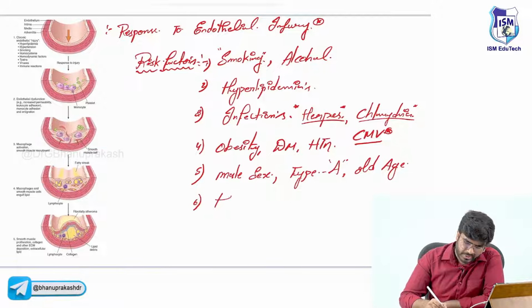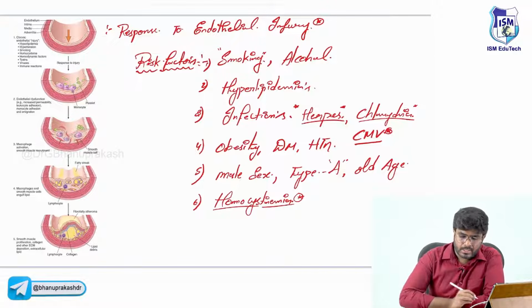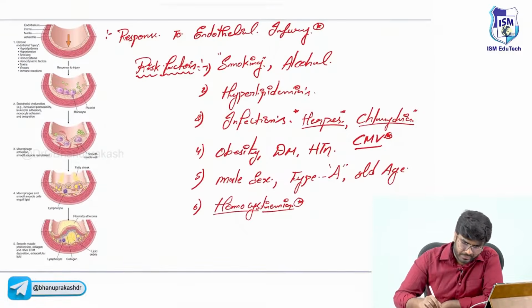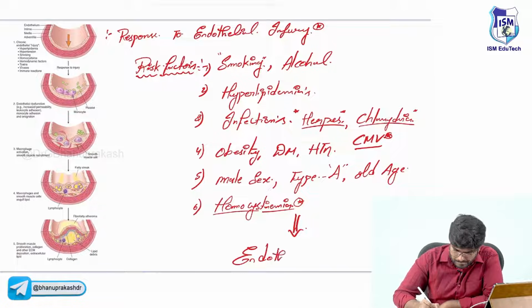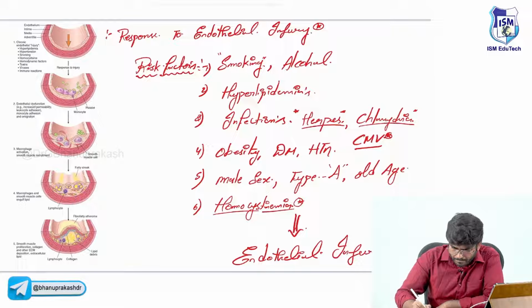Next, homocystinemia. Homocystinemia is a disease. See, in all these conditions that I have explained to you, these are all the risk factors. All these risk factors, at the end of the day, what will they do, sir? They will cause endothelial injury.